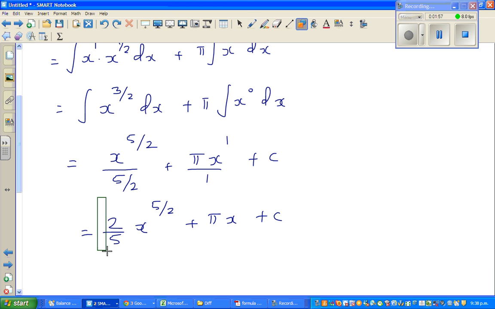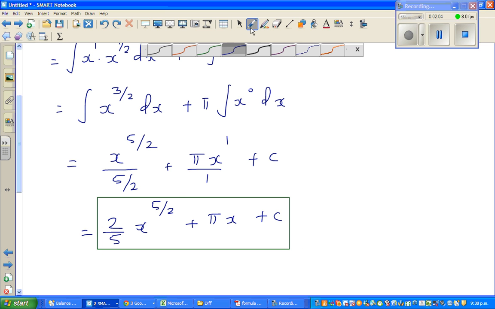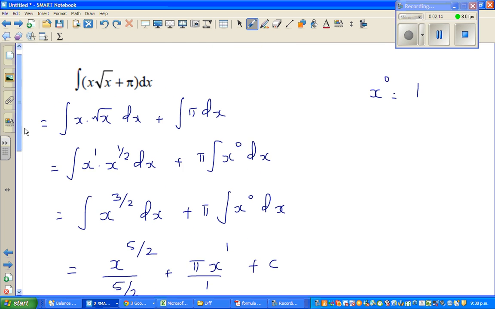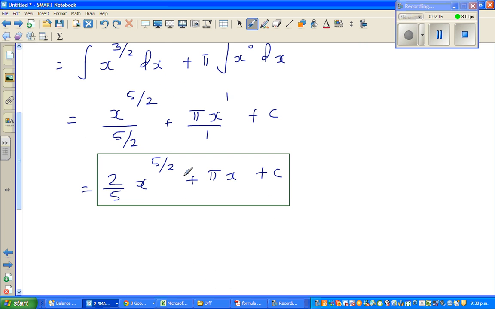But as students, you should always go back and check whether the answer is making sense. And this is also a good practice to do the skill of differentiation. Integration and differentiation are opposite of each other. So if this function integrates to this, then this function should differentiate to the original function. So I'm going to check my work whether this is in fact the integration of the given function. So I'm going to differentiate this.